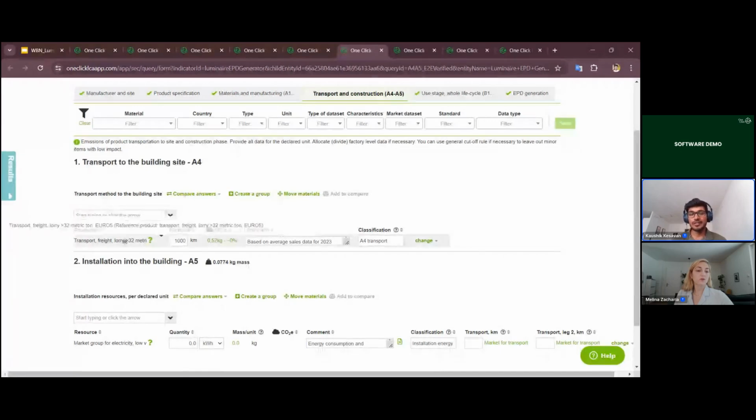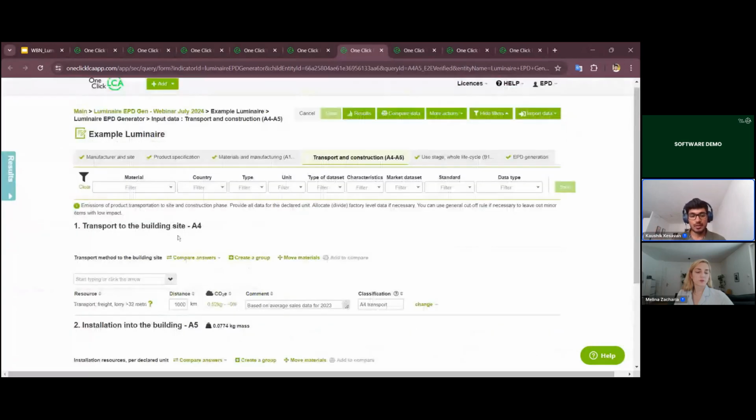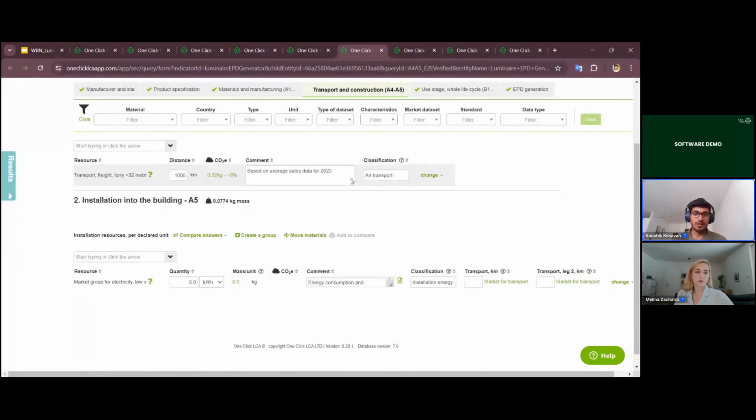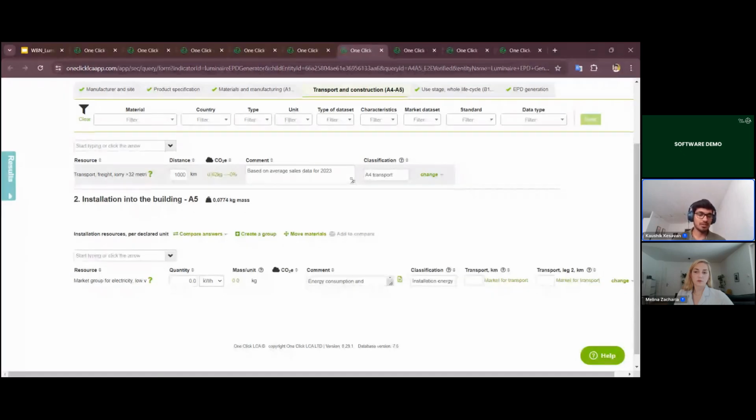Here you just have to enter the transport method. I've chosen a lorry to transport to the customer's location over a distance of 1,000 kilometers. And it's often based on average sales data on all the countries, all the locations that you sell to, and an average of that is to be made. But here I've assumed it to be 1,000.